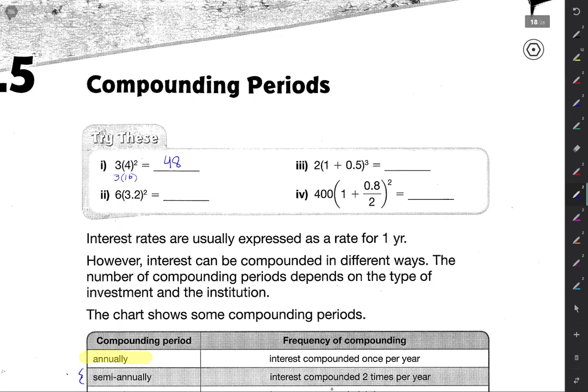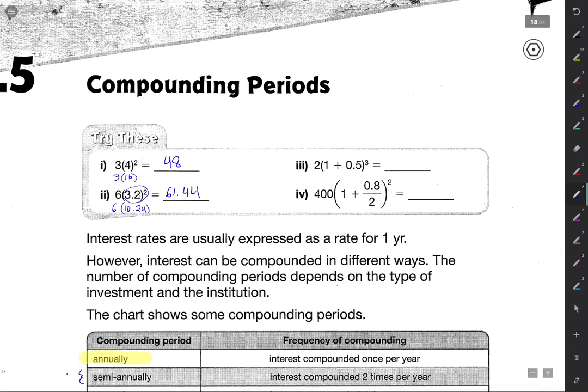Now, like I said in the previous topic, if you have a scientific calculator, you might be able to plug this entire thing in all at once and get 48 as your answer, as long as you put it in exactly how it's written here with the brackets and everything. So again, we're going to do the next one. I'm going to follow BEDMAS, and I'm going to do 3.2 to the power of 2 first, which is 10.24, and then we're going to multiply that times 6. So the final answer would be 61.44.